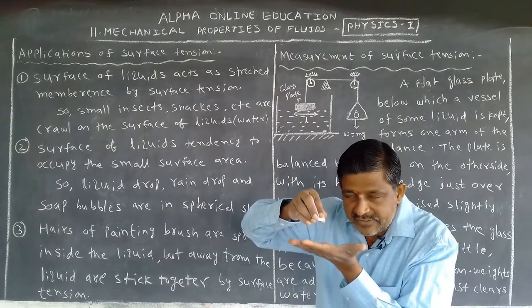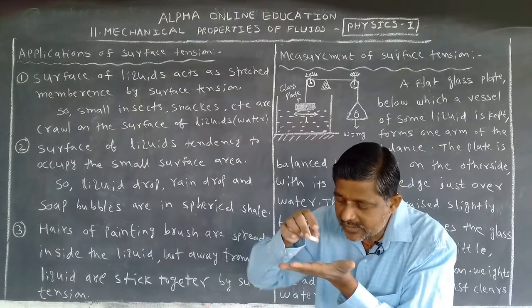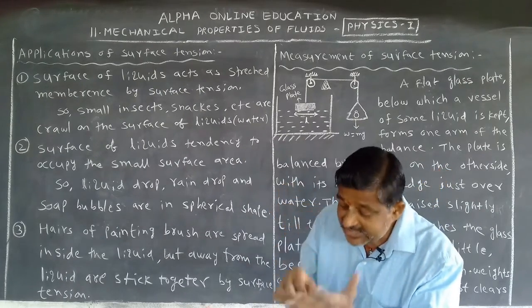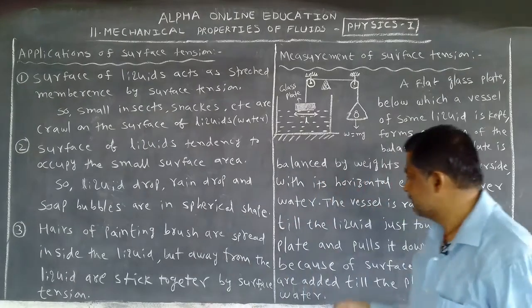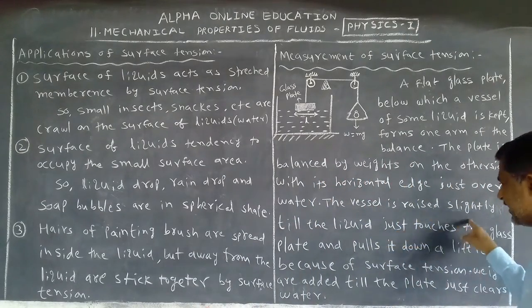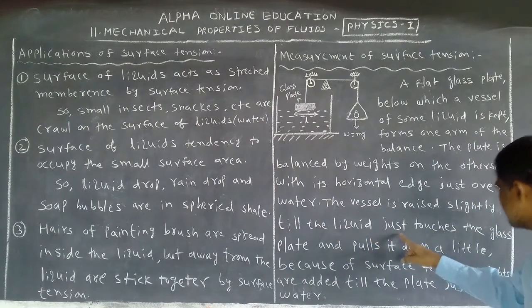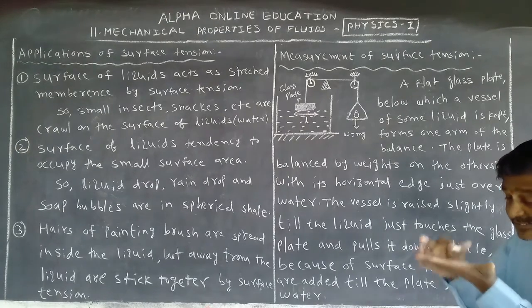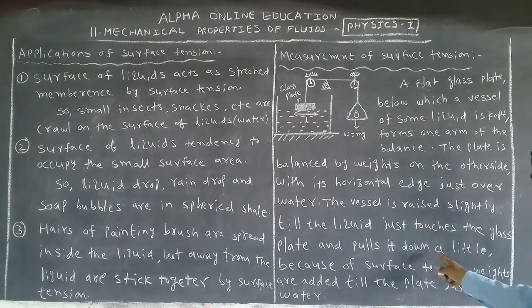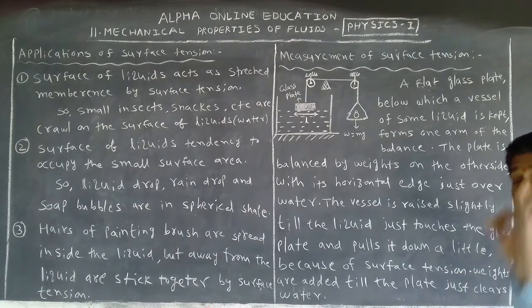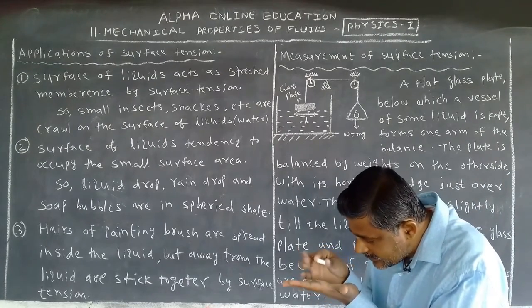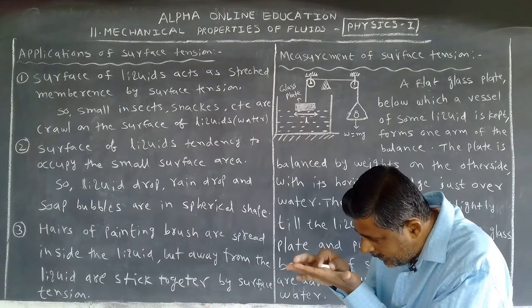When we raise the vessel, the liquid or water in it should just touch the glass plate but not sink, just touch the glass plate. The vessel is raised slightly till the liquid just touches the glass plate and pulls it down a little because of surface tension. Okay, if it just touches the glass plate, immediately what happens?